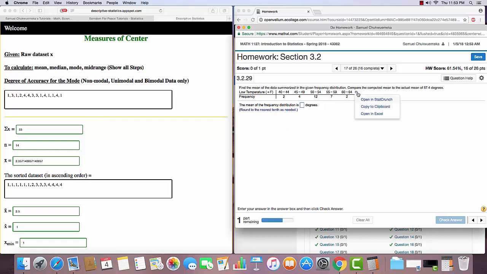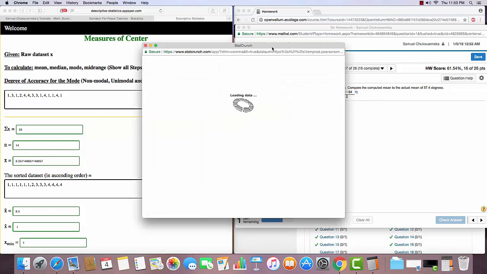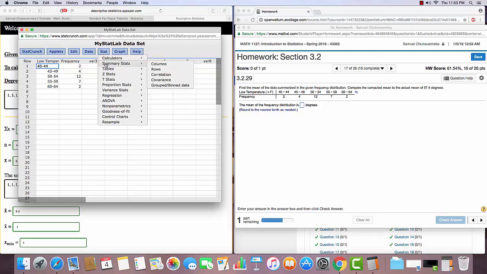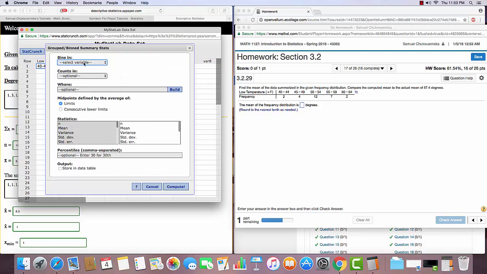So we click here, open StatCrunch. We will go to Stats, Summary Stats. Now, rather than selecting columns, we will select grouped/bin data. The bins, the groups, are in the low temperature column. That's the variable, and the counts are the frequency. So make sure you select the class intervals, which is the low temperature, and the counts in frequency. And you select just the mean, because that is what they asked.